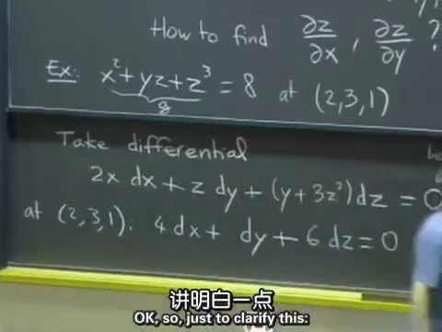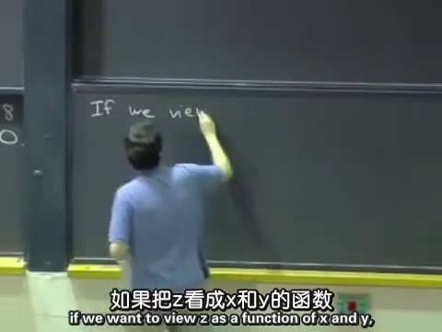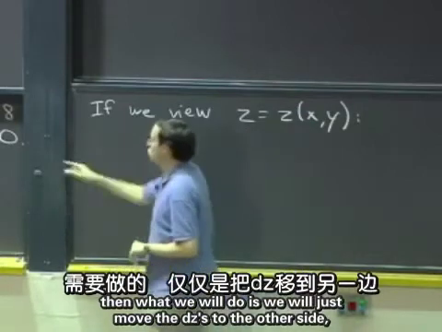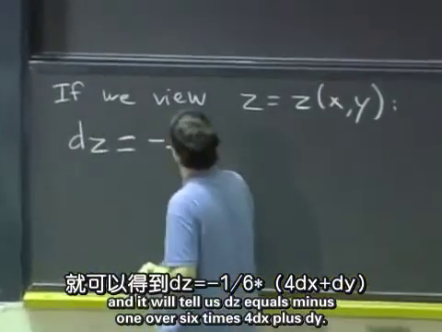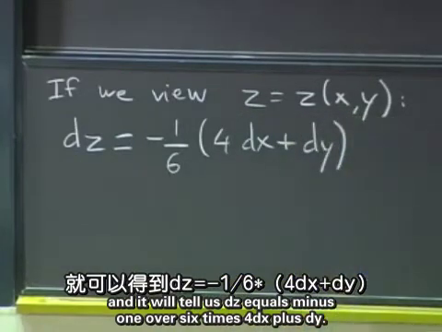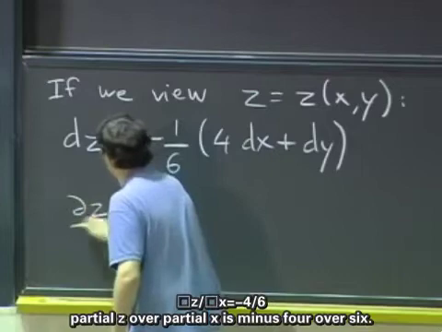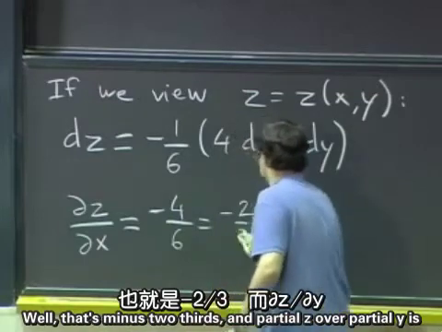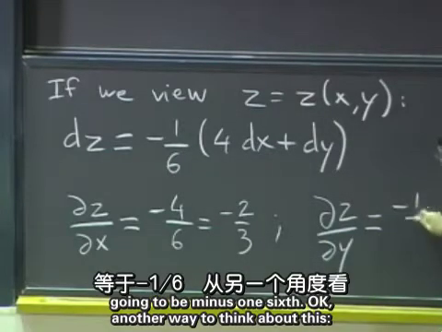Okay, so just to clarify this, if we want to view z as a function of x and y, then we'll just move the dz's to the other side, and it will tell us dz equals minus 1 over 6 times 4 dx plus dy. And so that should tell you that partial z over partial x is minus 4 over 6. Well, that's minus 2/3. And partial z over partial y is going to be minus 1/6.